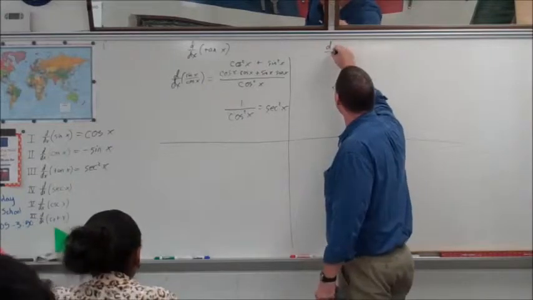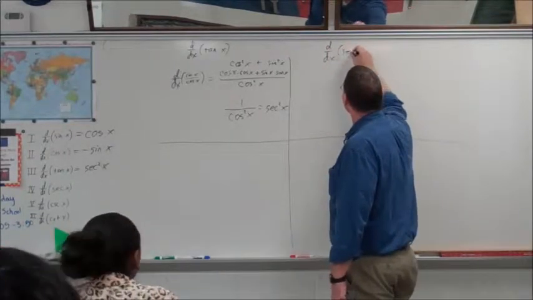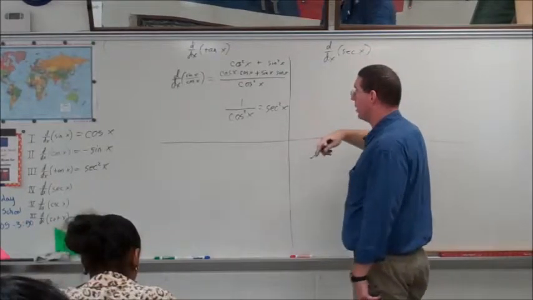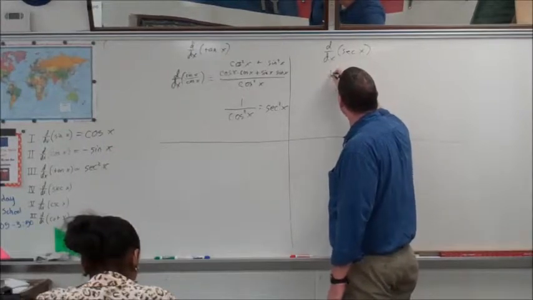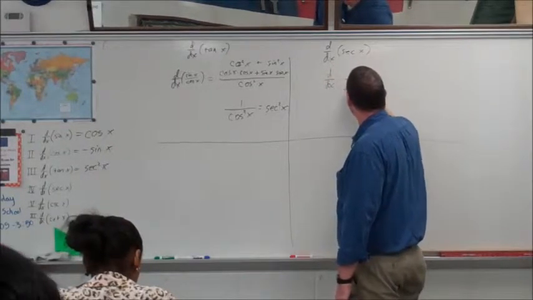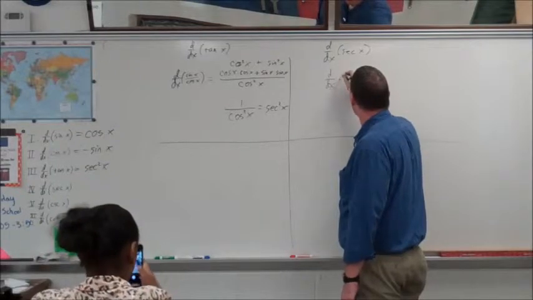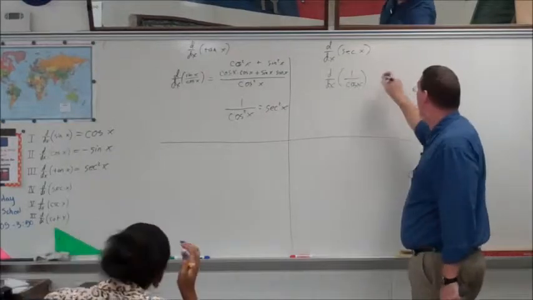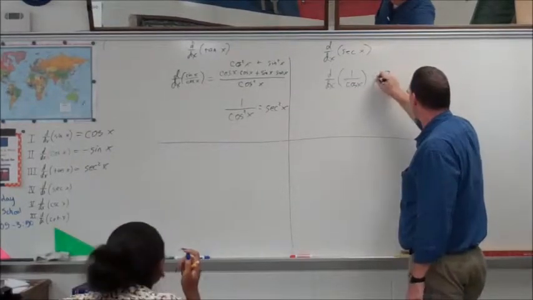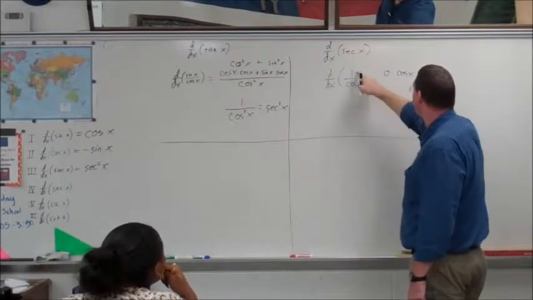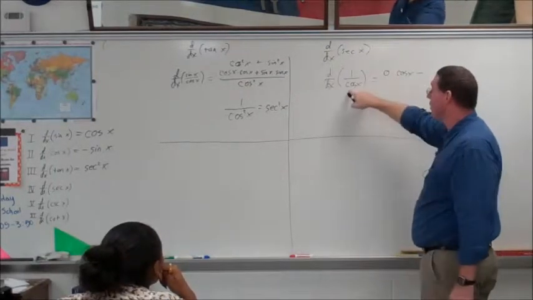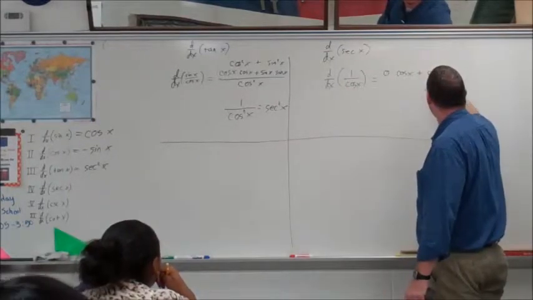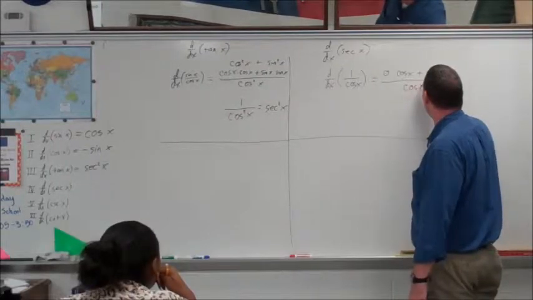Now we'll do d dx of secant. I don't know if we're going to have time to get through all of them. If we don't, then I'm just going to give them to you. So this is going to be d dx of 1 over cosine. So we're going to do derivative of the top, 0, times the bottom, cosine of x, minus the top, 1, times the derivative of the bottom, negative sine. So we'll make this plus sine, all over cosine squared.